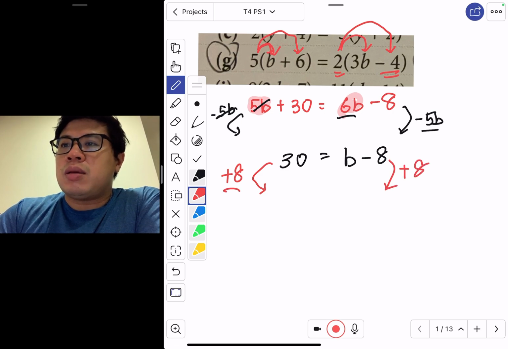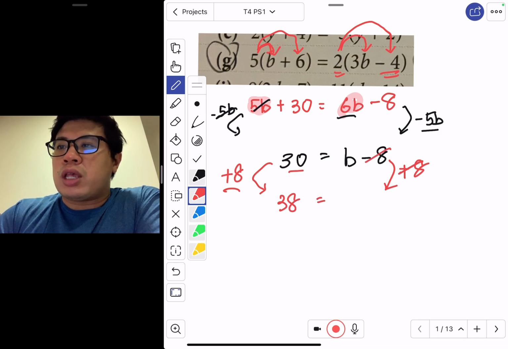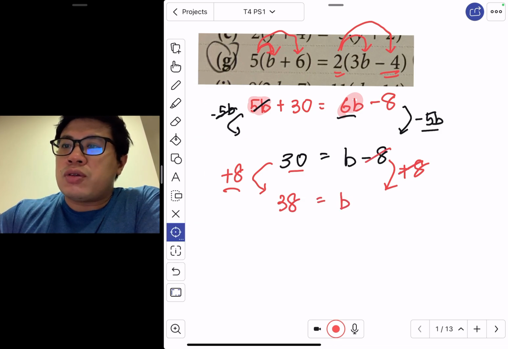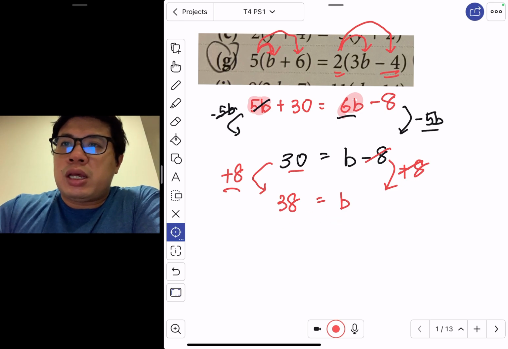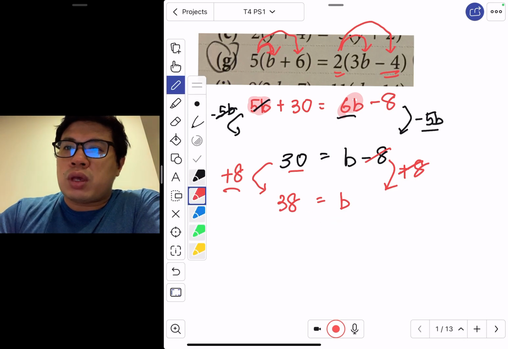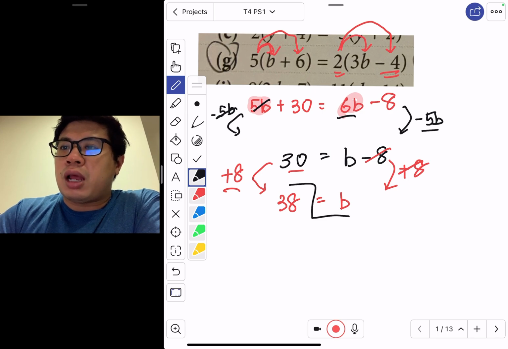30 plus 8 gives me 38, and minus 8 plus 8 cancels off. So now you have 38 equals b. Of course, a equals b is the same as b equals a, so I can easily swap them, and I just write down my final answer as b equals 38.